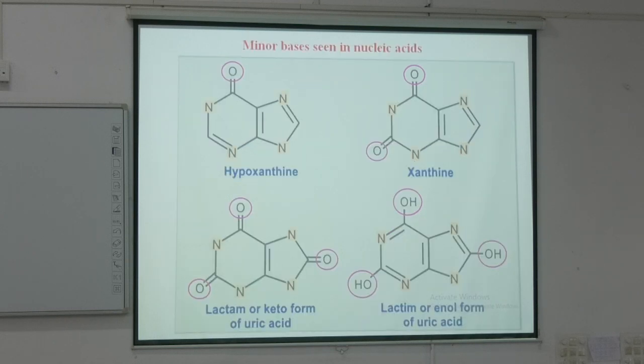These are your minor bases, hypoxanthine and xanthine. These are minor bases. What is the importance? When we read or discuss uric acid synthesis or purine nucleotide metabolism or catabolism, at that time the synthesis of uric acid will be read. These are the intermediate products, hypoxanthine and xanthine.